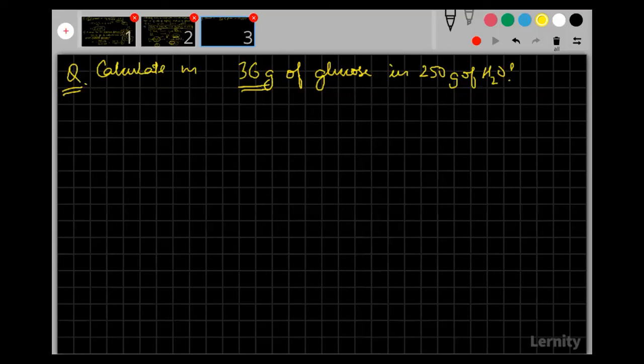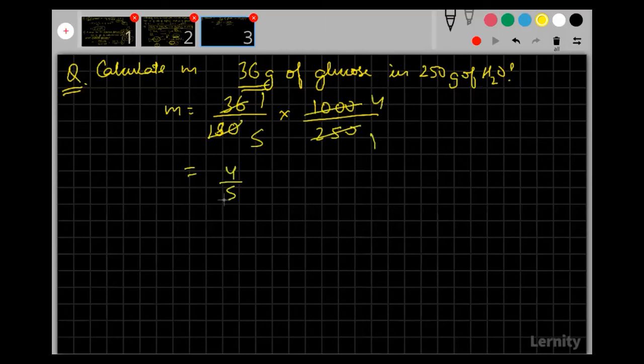Okay, most of you are getting it correct. So here, as we know, molality will be given by weight, that is 36, over molecular weight of glucose, which is 180, into 1000 by 250. Most of you have got it correct. If you just take this, I'll be getting it as 1 here, 5 here, 1 here, and 4 here. So 4 by 5, that will be 0.8 molal. So this is how we have got this.